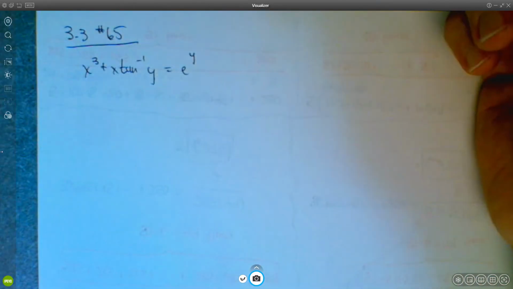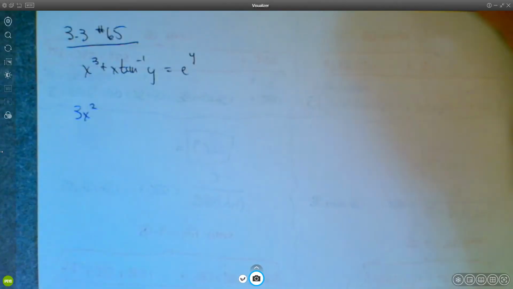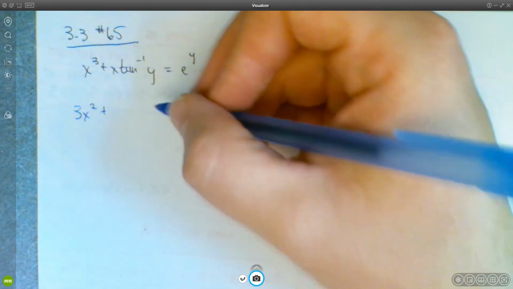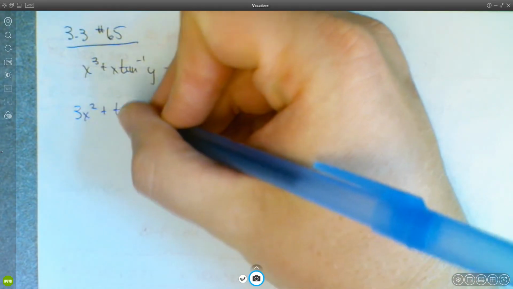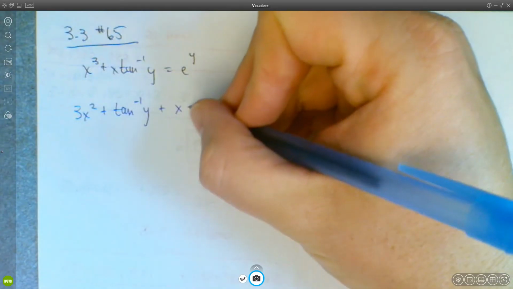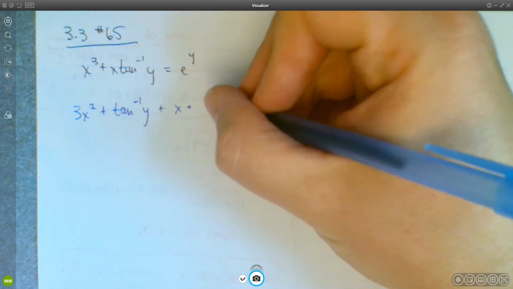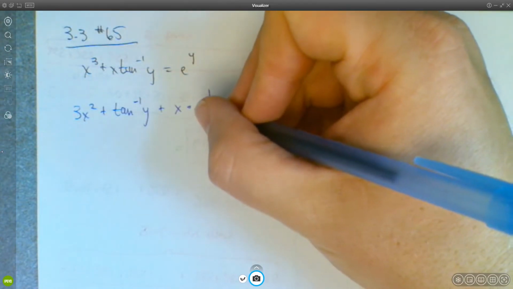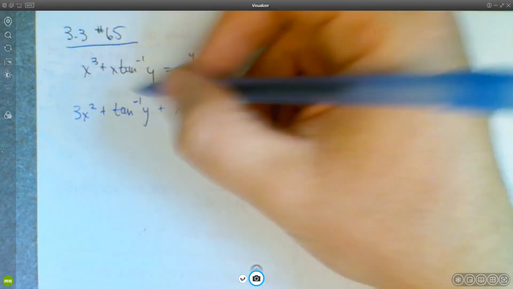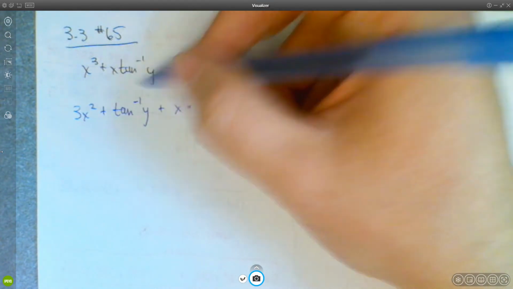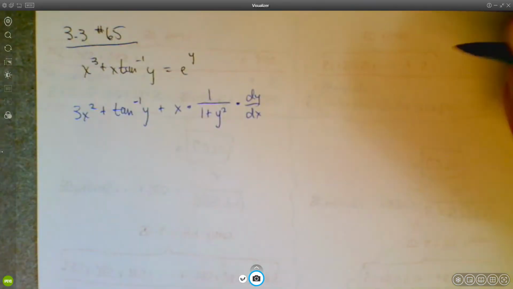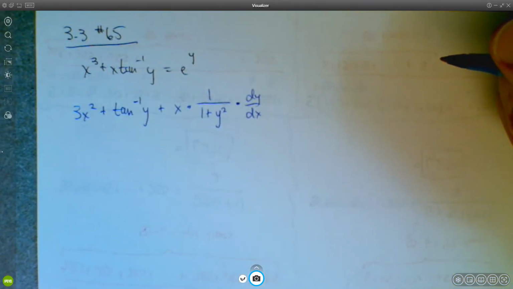So derivative of x cubed is going to be 3x squared. And then derivative of the second term, we're going to have to use product rule. So we'll do the derivative of the first times the second plus the first times the derivative of the second. Derivative of tangent inverse is 1 over 1 plus y squared. But because we took the derivative of that term that has a y in it, we have to use the chain rule and multiply that by dy dx. Okay, so that takes care of the left-hand side of the equation.